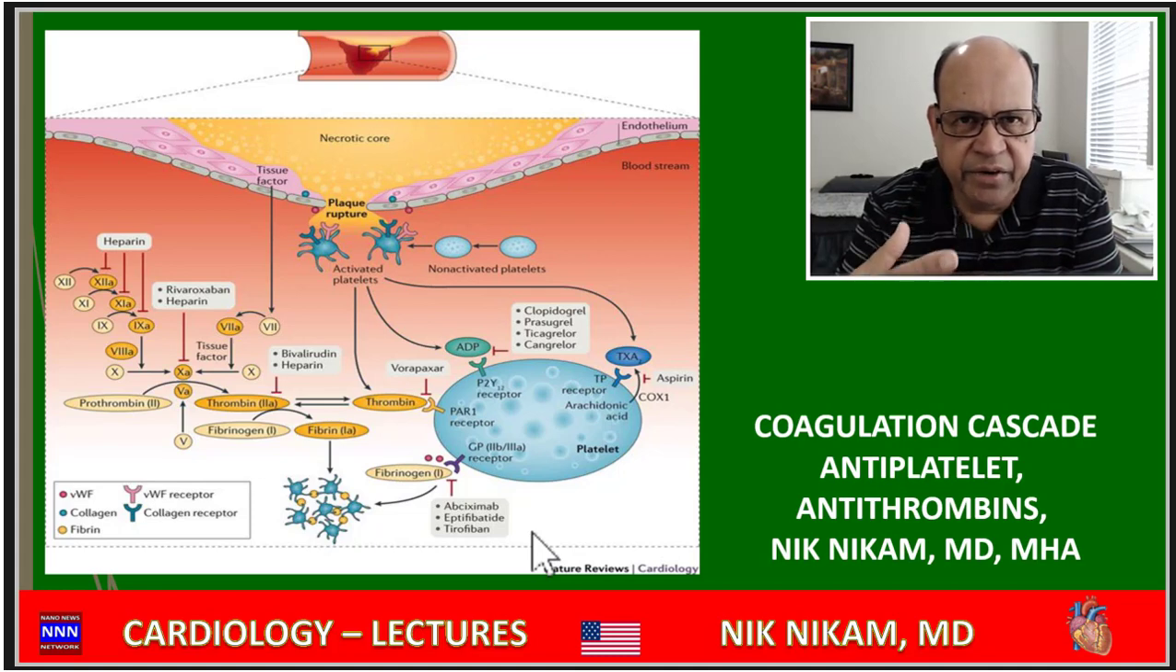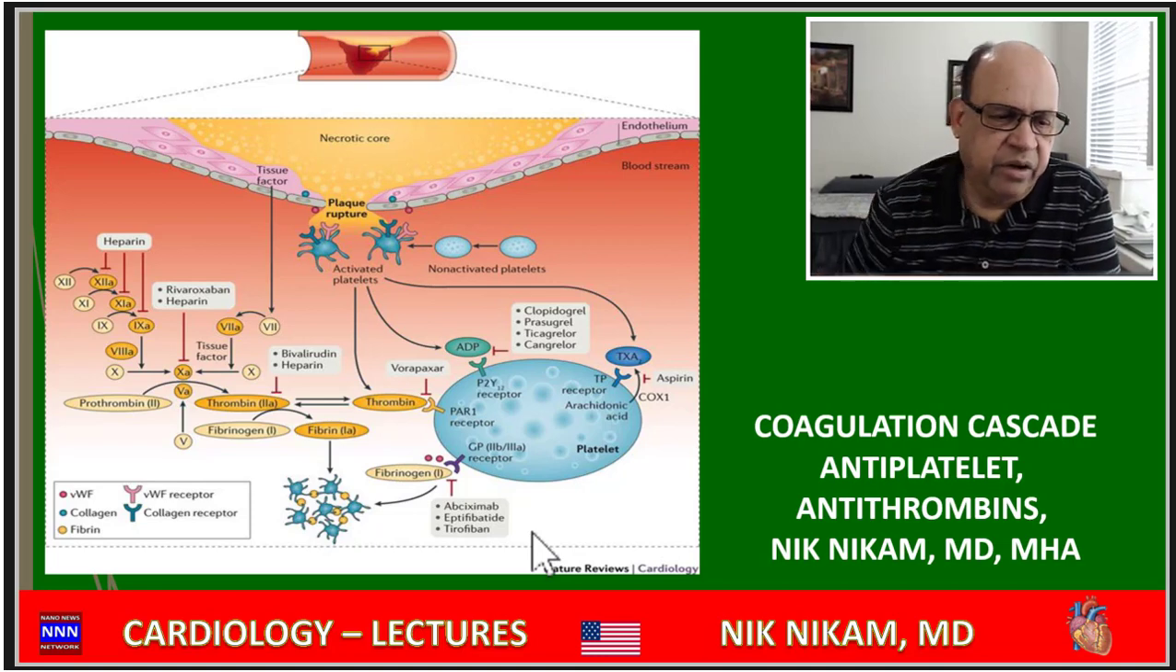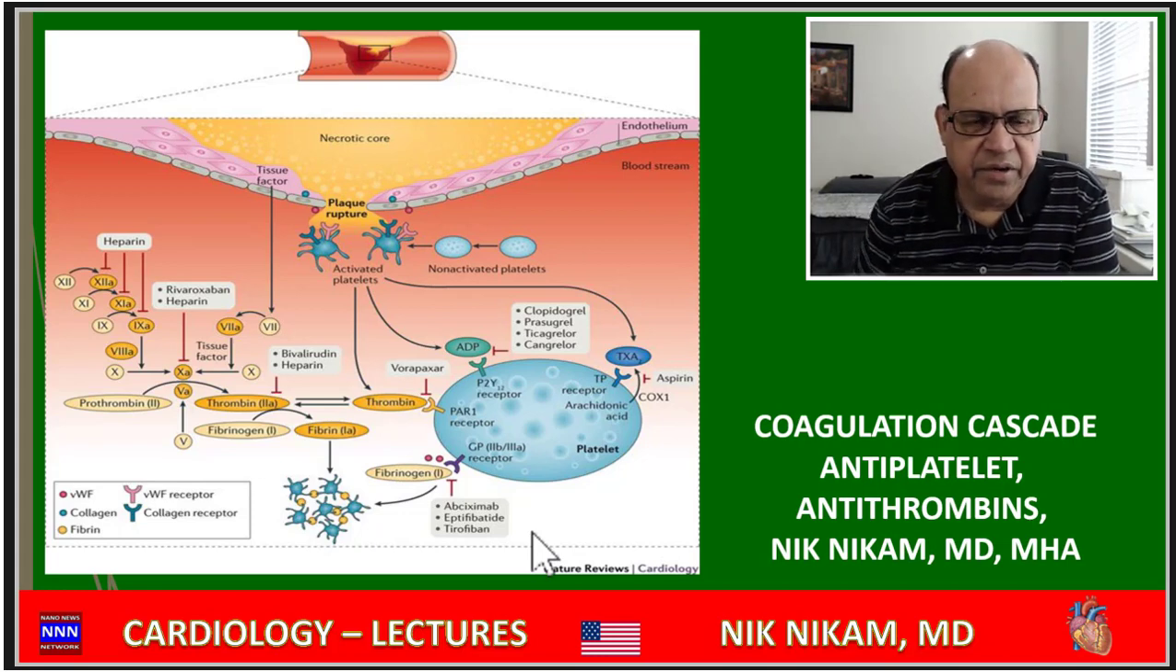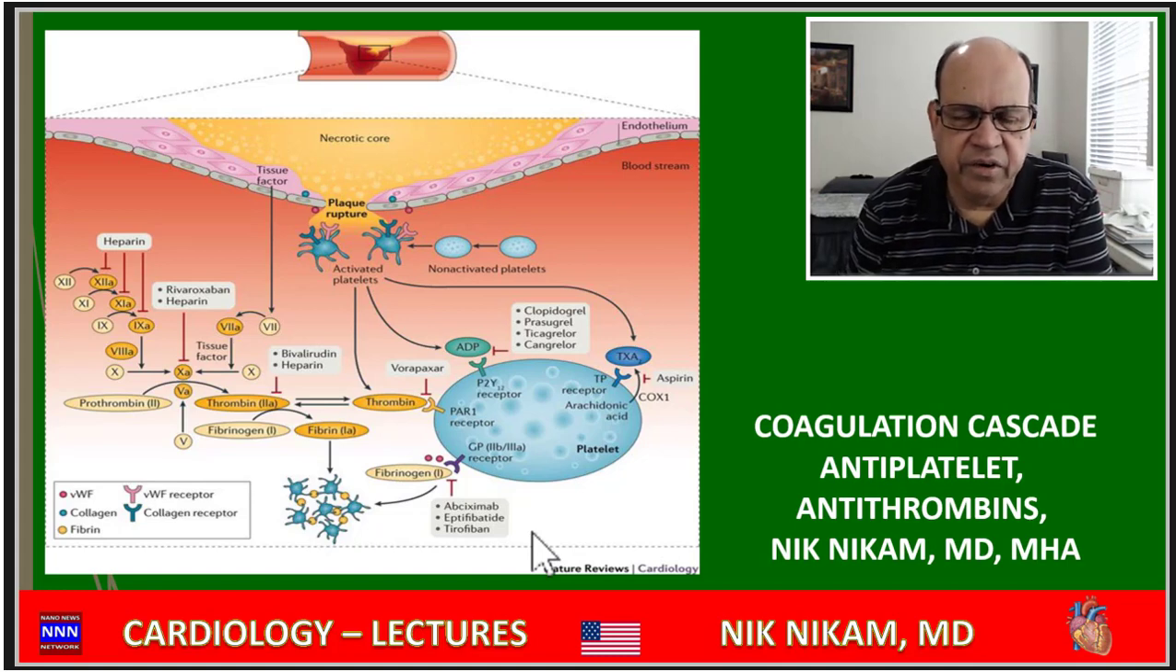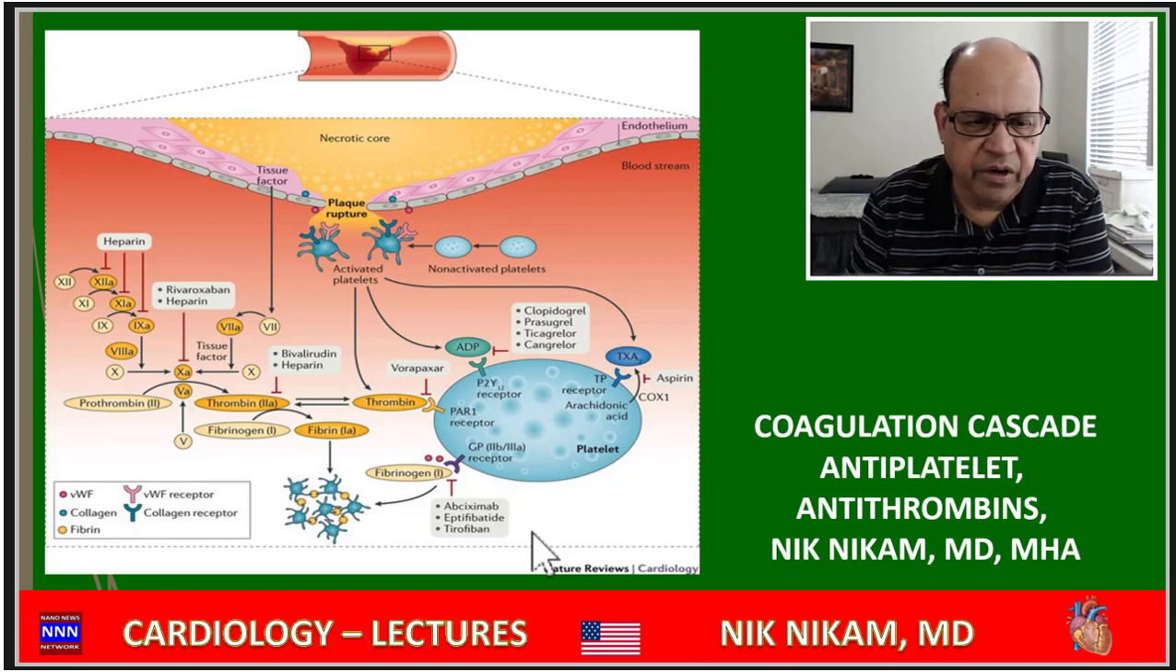The platelet aggregation can be blocked by a number of drugs which act upon different receptors or different coagulation agents, thus making the blood thinner, reducing the platelet aggregation, and eventually reducing clot formation in the arterial system. We are talking mostly about the arterial system, even though some of the antithrombin drugs can also work on the venous side, which we will talk about.